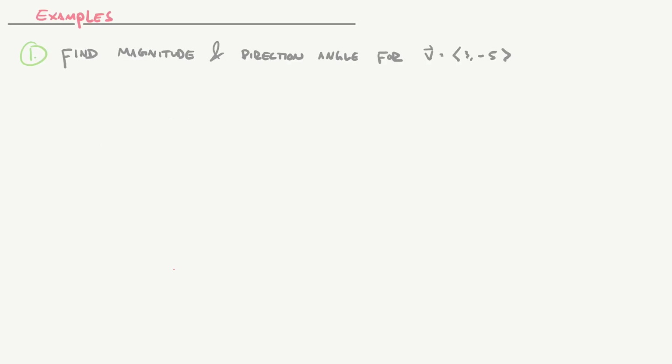All right, so for example 1, we're going to find the magnitude and direction angle for vector v, which is given by the position vector (3, -5). First thing we should do is graph this thing. (3, -5) is in quadrant 4, so our direction angle is going to be something bigger than 270 degrees. We can guesstimate that right off the bat. Magnitude is always a positive length, so we should be getting something positive, but we're just going to instantiate the formulas that we just looked at.